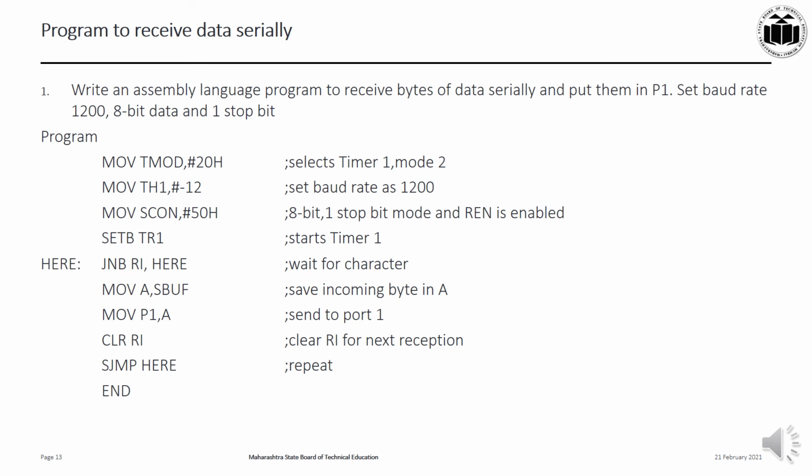After that JNB RI, here will wait for the character to be received, and we have to move the incoming byte into the accumulator by using the instruction MOV A, SBUF. Finally we move this data into port 1 by using MOV P1, A. After that we clear RI by using CLR RI, and to repeat this we jump to the here label by using SJMP here.